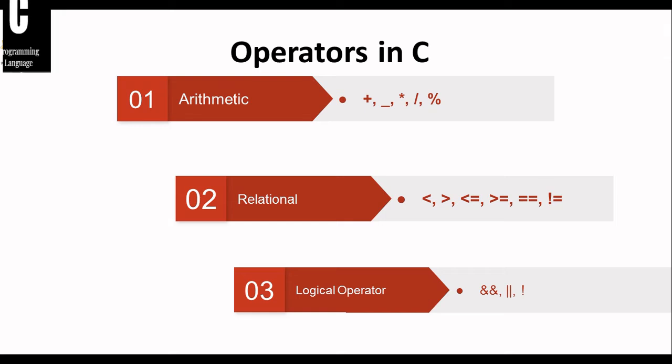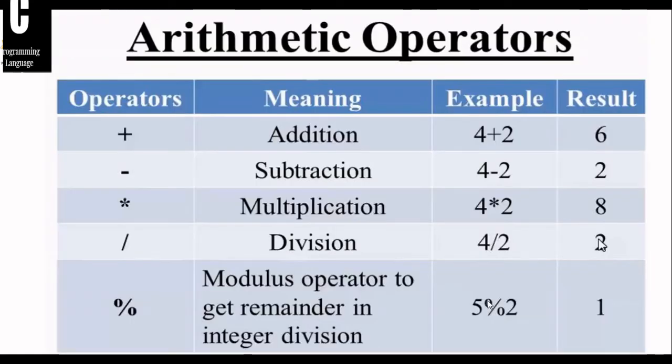In the relational operators there are different operators: less than, greater than, less than equals to, greater than equals to, equals to, and not equals to. These are the relational operators. And the logical operators also. Logical means if the two conditions are true, then only it will proceed.